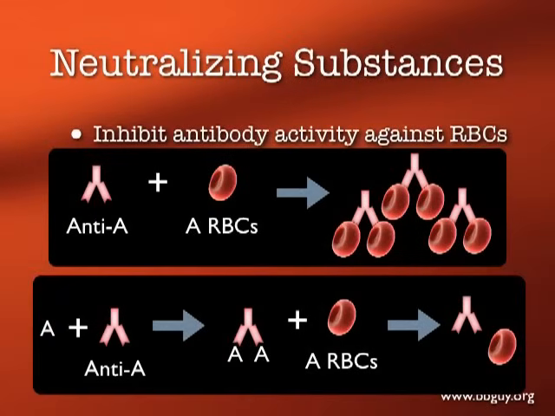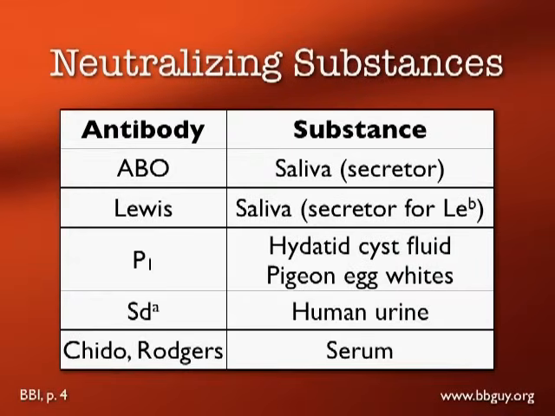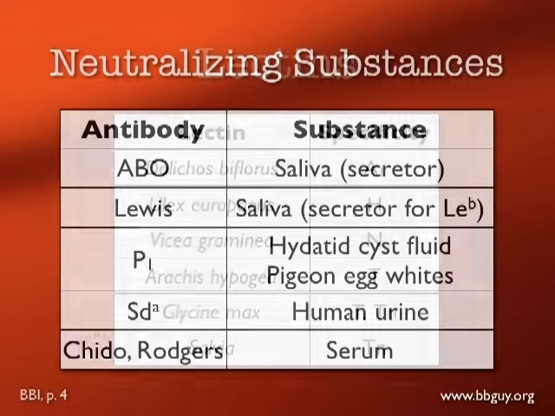So that's neutralization, and there are a lot of weird neutralizing substances. You see them here on the slide. My favorites for the P blood group are the hydatid cyst fluid and pigeon egg white, which is just craziness. But again, that's not something we're going to take a lot of time to talk about today. We'll talk about some of these as we go through the different blood groups.